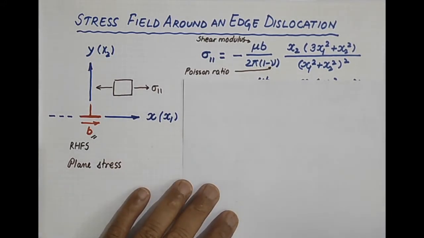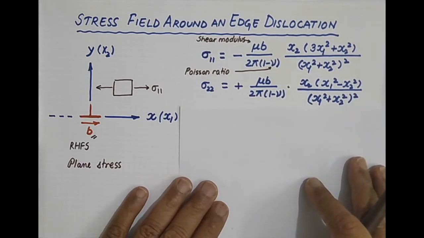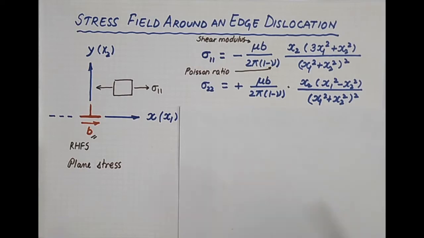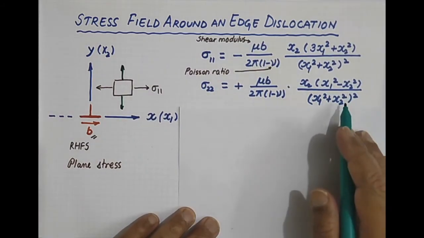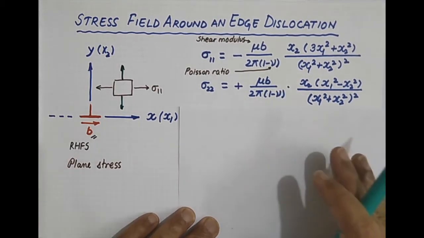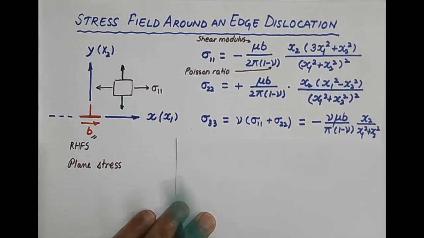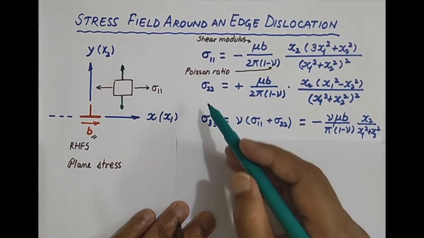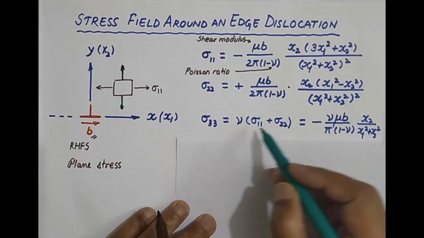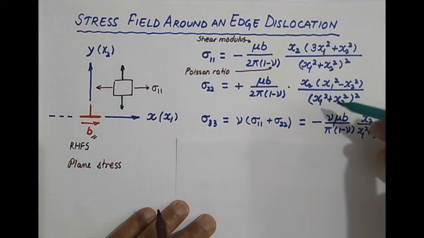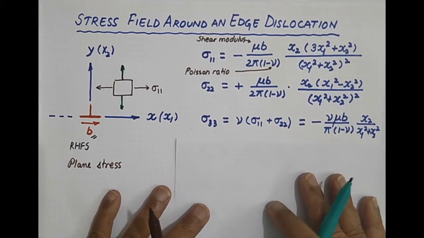There is no dependence in the third direction, and the components related to the third direction are also zero, as we will now see. Sigma 2,2 is the other direction, the y direction, so it's the tensile stress in this direction, again a function only of x1 and x2, and of course the shear modulus, Burgers vector, and the Poisson ratio. Since it is a plane stress situation, sigma 3,3 is not independent of sigma 1,1 and sigma 2,2, but is simply nu times the sum of sigma 1,1 and sigma 2,2. So if you just add these two and multiply by nu, you get the expression for sigma 3,3, which again is independent of the z coordinate.